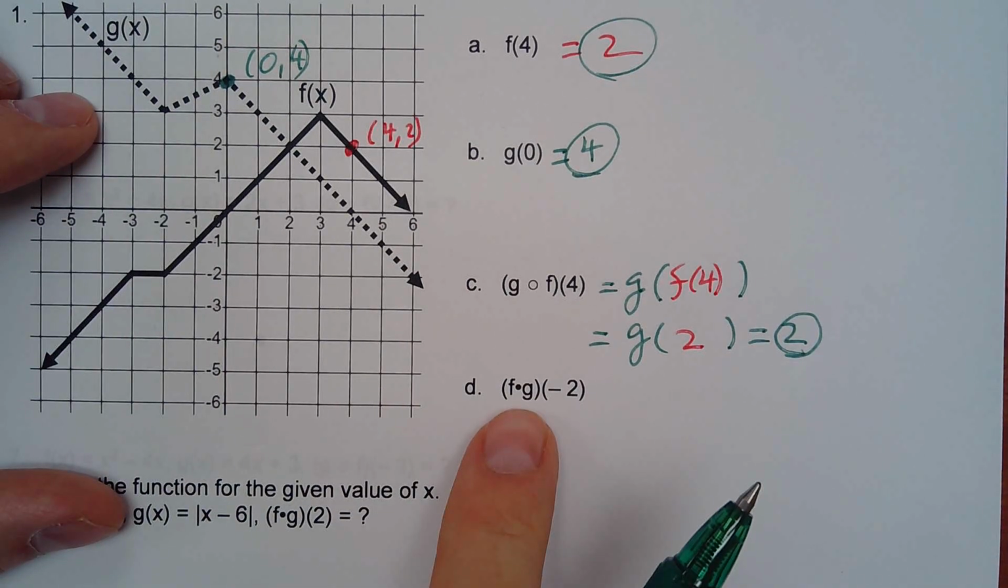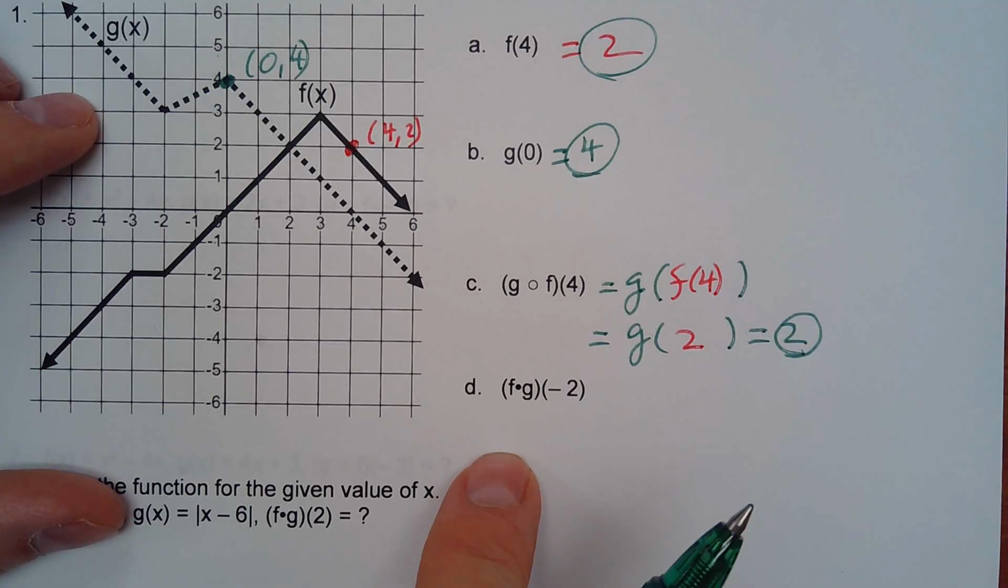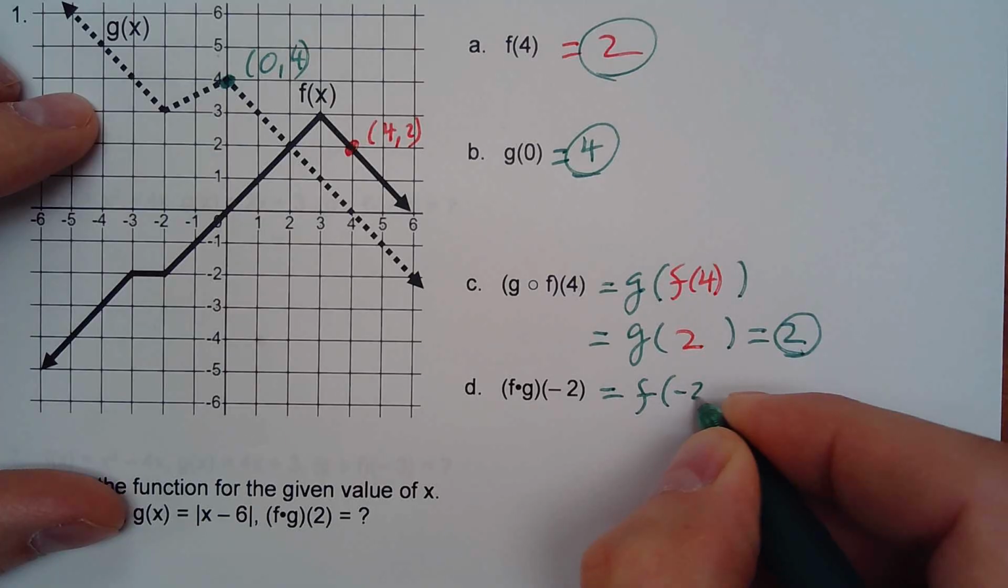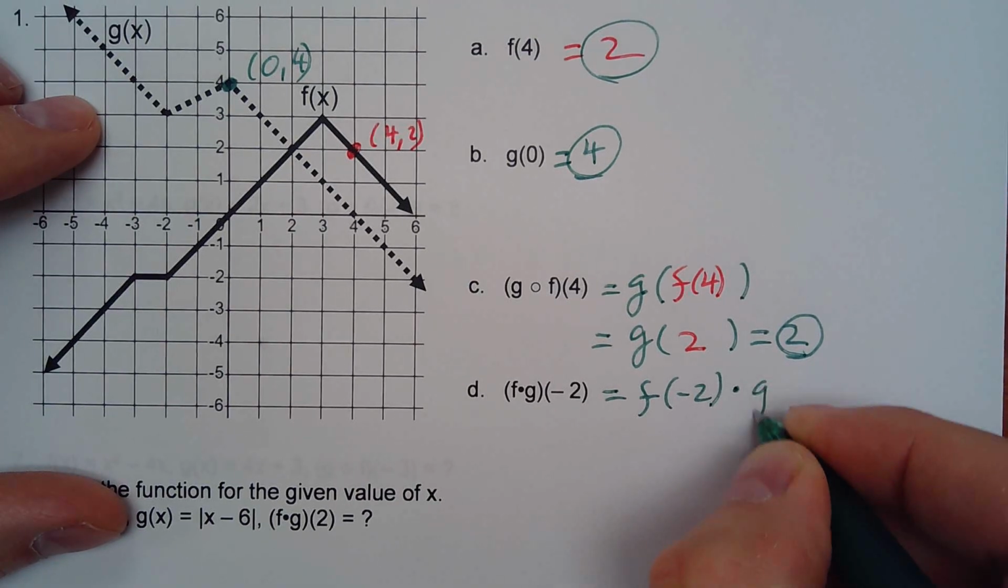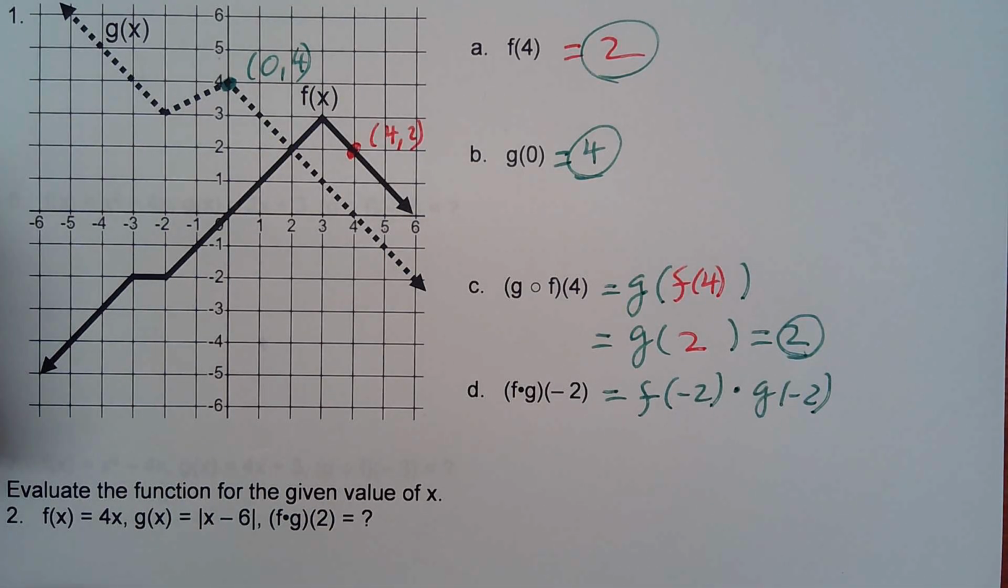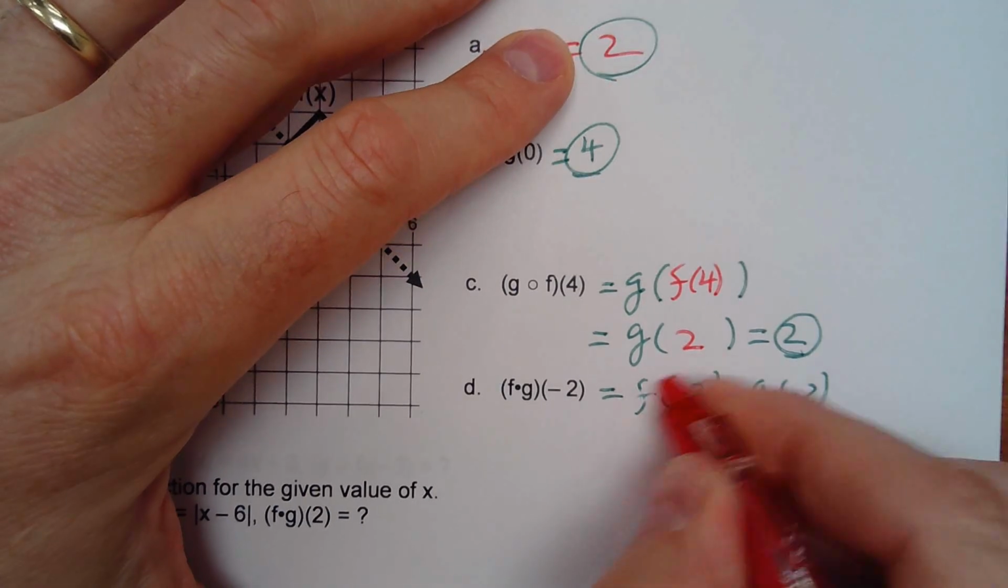Now remember here, this is not composition, this is multiplication. This means f of negative 2 times g of negative 2. And let me do the f in red. My bad.